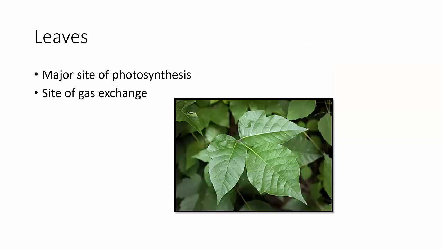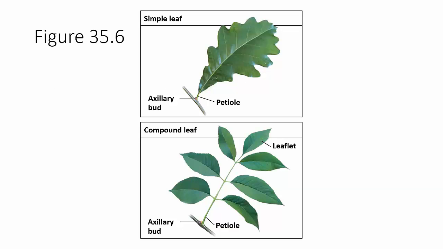Now, the other organ that we want to discuss then, also produced by the shoot apical meristem, are leaves, and they are the sites of gas exchange. This is where photosynthesis happens and gas exchange for the plant. This is how we make our sugars. This example here is actually poison ivy. Leaves can be simple or they can be compound.